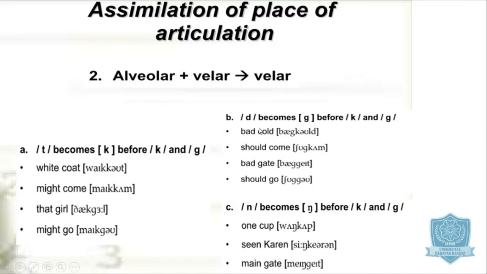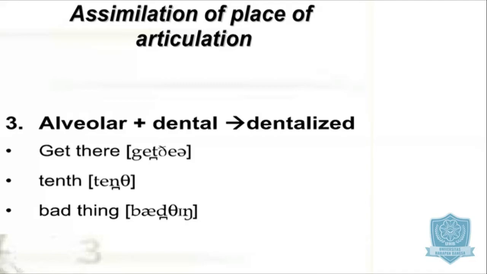This is influenced by the velar. And then should come becomes should come, bag gate, should go. And then one ending with N, like one cup becomes one cup. Sing current, mind get. And then the third type of assimilation of place of articulation is alveolar and dental, which should be dentalized, like get there, and then tent, betting.